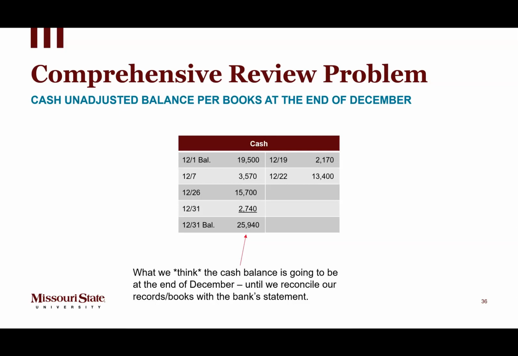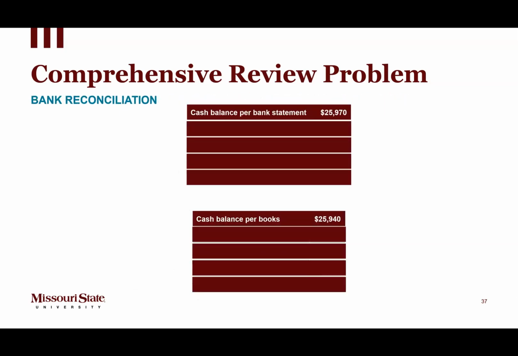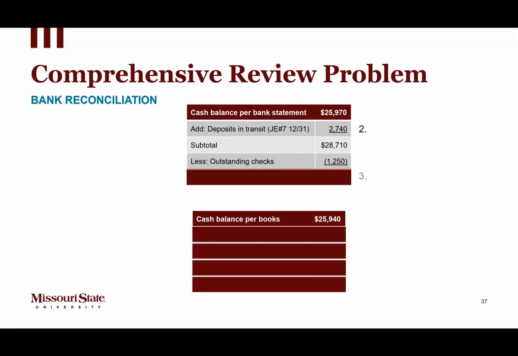We have to reconcile our books with the bank statement to see what we truly have, right? So let's start with the cash balance per bank. What do we need to do? Well, fact number 2, we need to add those deposits in transit, right? That $2,740 that we were depositing. We wanted it in December, but we got it there too late at night, and so it's not hitting the bank until January. It gives us a new subtotal of $28,710.